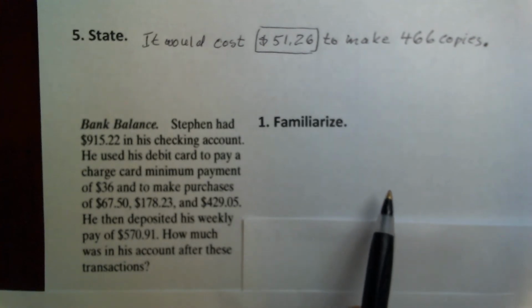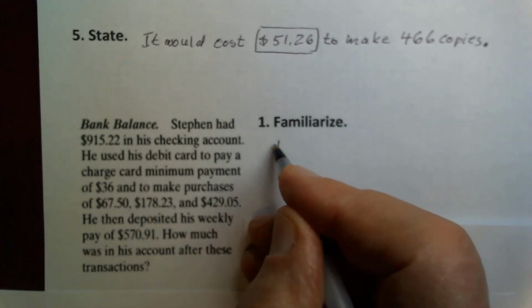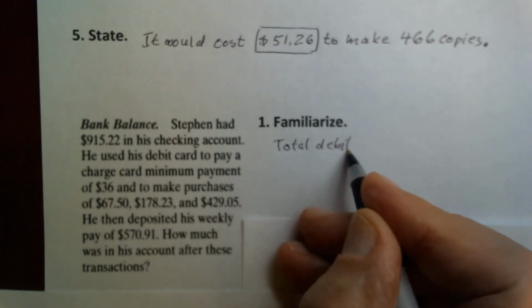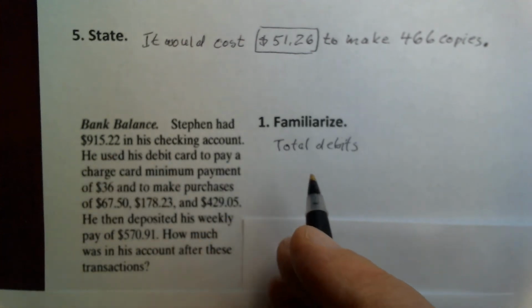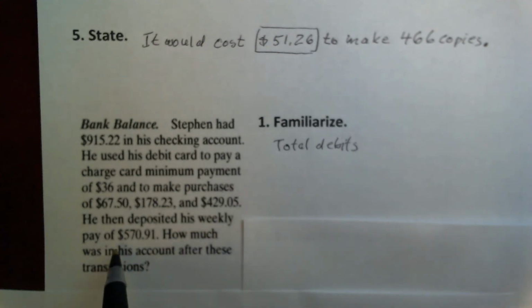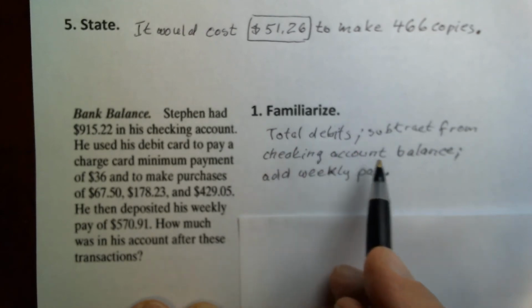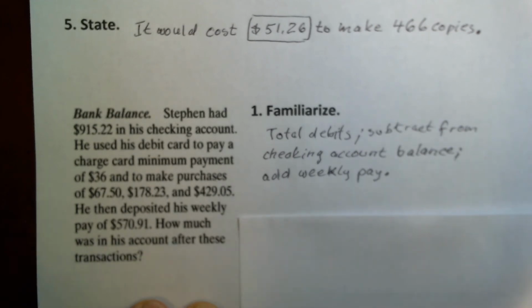So let's proceed like this. We first find the total debits. Then we subtract the total debits from his balance in the checking account. And then we finally add the deposit for his weekly pay of $570.91. In other words, this is a three-step process. We find the total debits, subtract it from the checking account balance. That's the second step, and the third step would be to add the weekly pay.